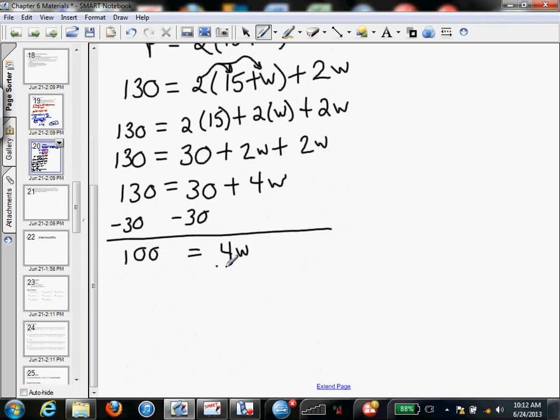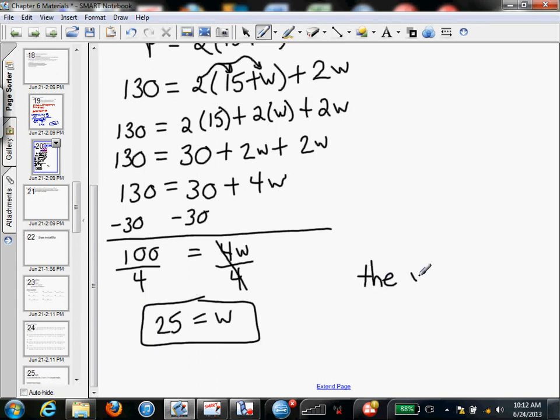Finally, now to get W by itself, we do the opposite. That's what's happening. So 4 multiplied by W is 4W. So to get W by itself, use the division property, divide by 4 on both sides. 4 will cancel out. So 100 divided by 4 is 25 equals W.